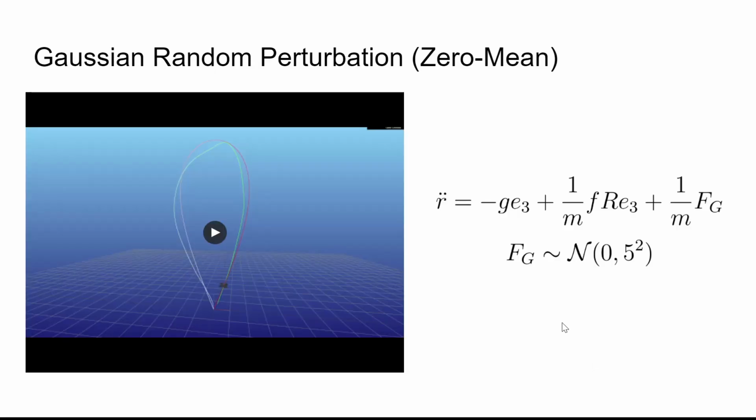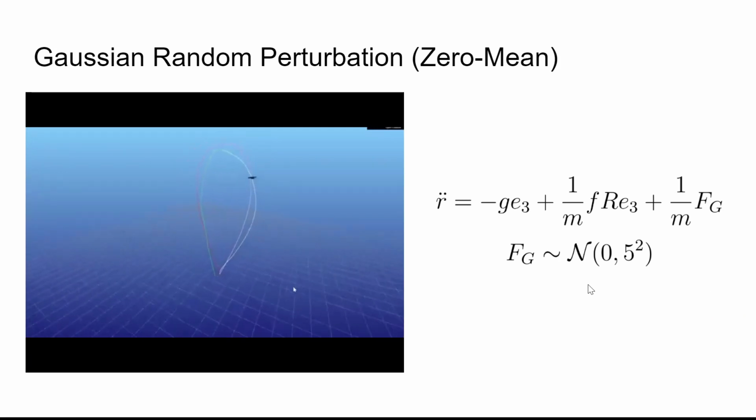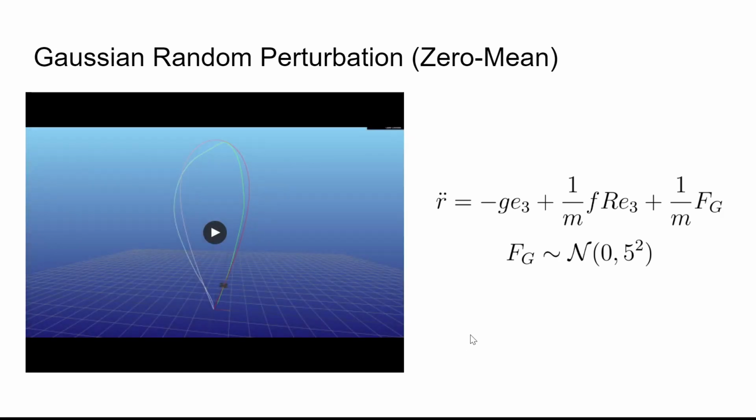I also examine the effects of random noise on the controller. Here is noise drawn from a Gaussian zero mean distribution. Even with relatively large standard deviations, it can more or less follow the desired trajectory.